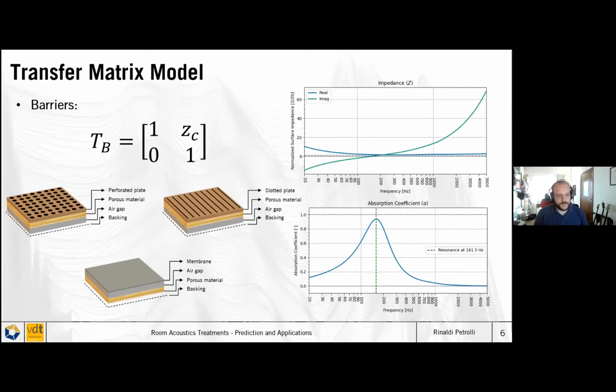Now, whenever we go deeper into this and make more complicated treatments, like stacking a membrane in between two layers of porous material, and then we start to get some more intricate effects, this will not be the best tool to predict it. But for the general purpose of projecting this type of treatment, it will suffice, because with these four types of treatments, we can generally get enough coverage in a very wide frequency range.